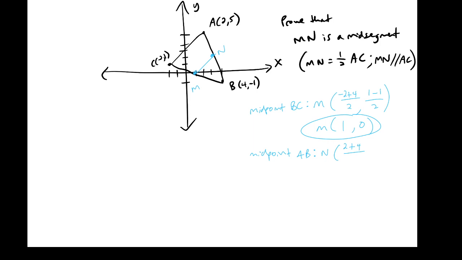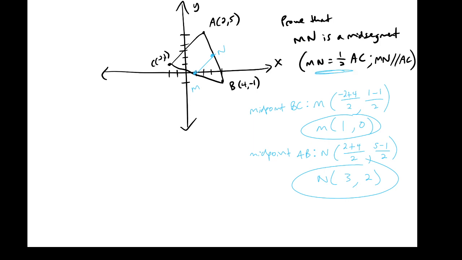So 2 plus 4 over 2, and then 5 minus 1 over 2. So N is going to be 2 plus 4 is 6, divided by 2 is 3. 5 minus 1 is 4, divided by 2 is 2. So there's N. Now we have these two points as MN. What we need to do is find the slope, as well as find the distance.